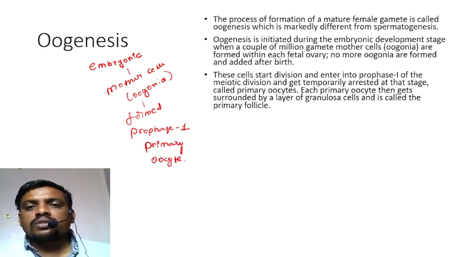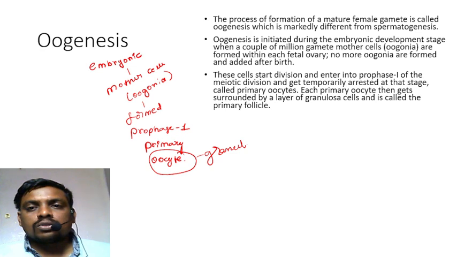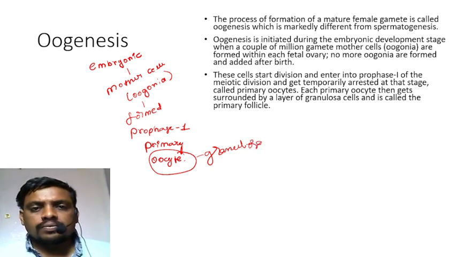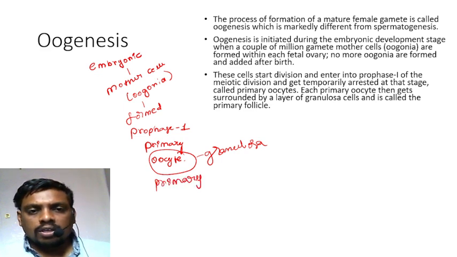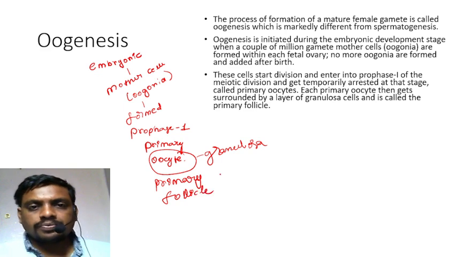This primary oocyte then gets surrounded by a layer of granulosa cells and is called the primary follicle. What is that called? Primary follicle.